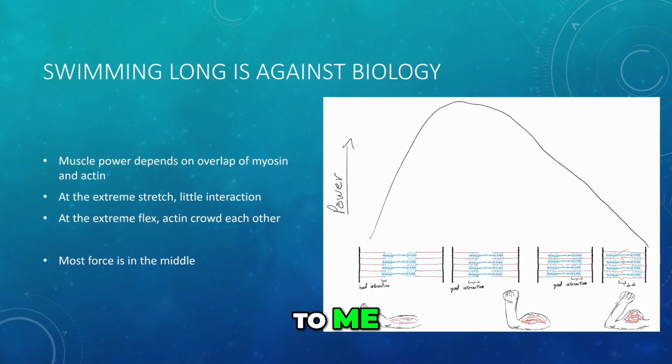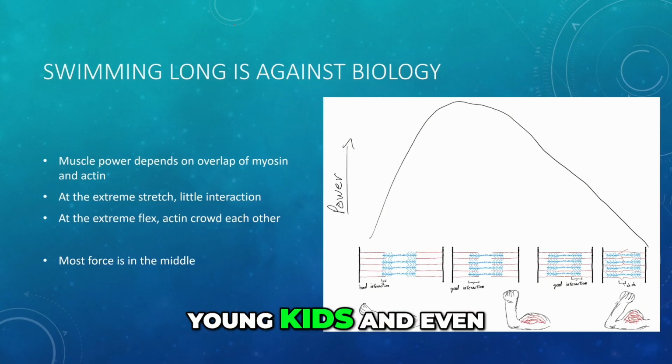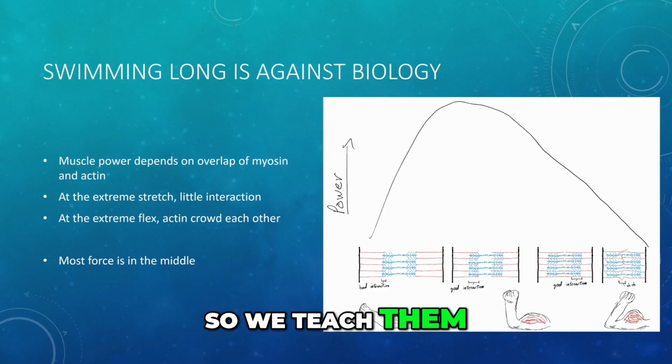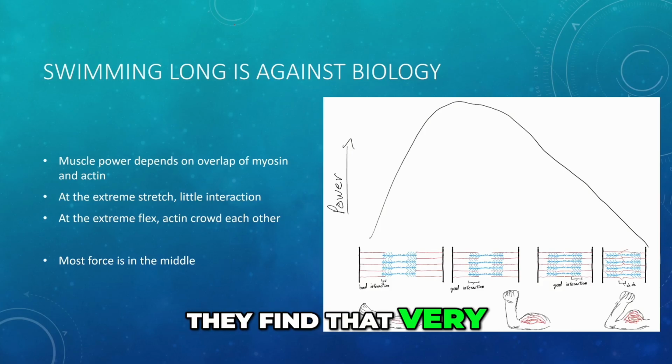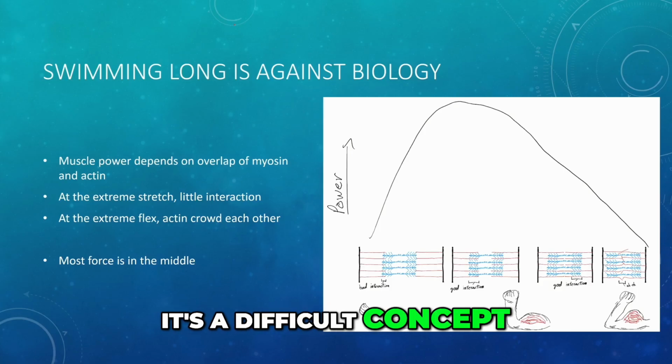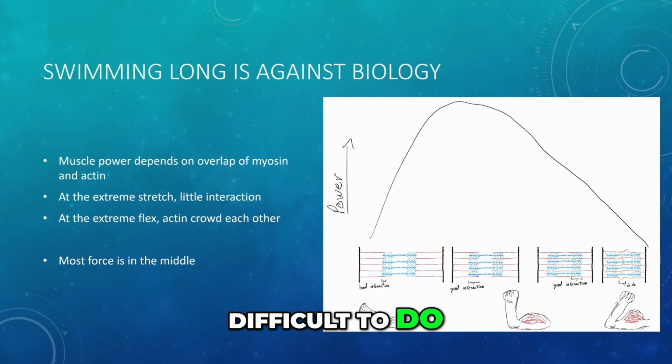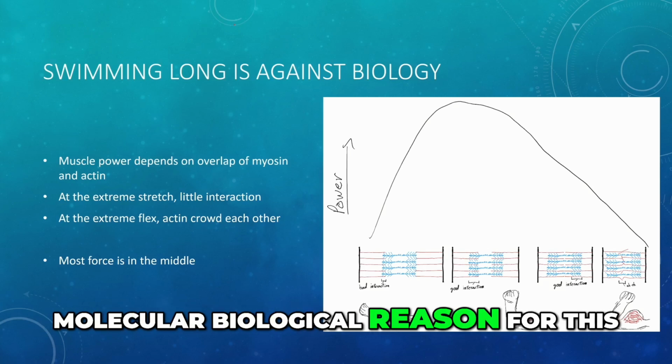To me, one of the biggest things I saw with young kids, and even myself, in swimming is that it's really hard to get little kids to swim tall, right? So we teach them to have as much distance per stroke as possible, to reach out in front of them as much as possible, and for some reason they find that very, very difficult. It's a difficult concept and they find it difficult to do. Why is that? Can we find a molecular biological reason for this?